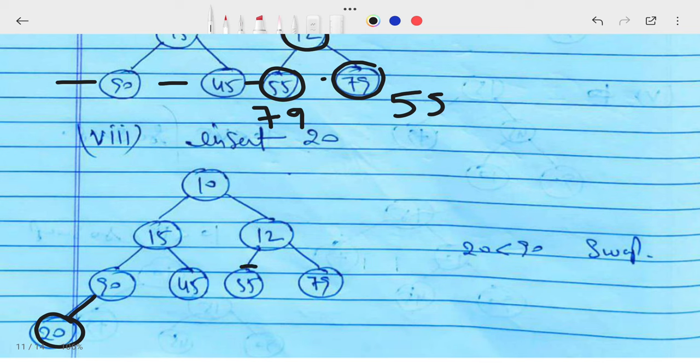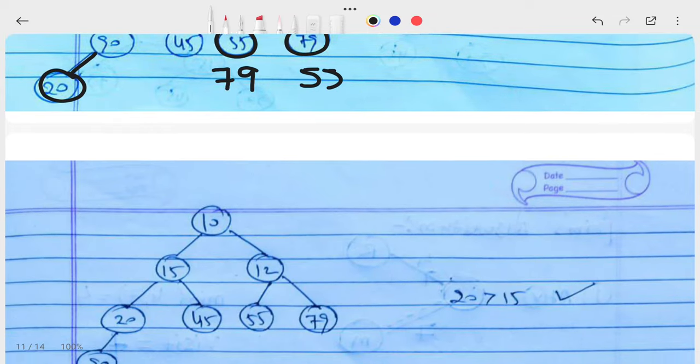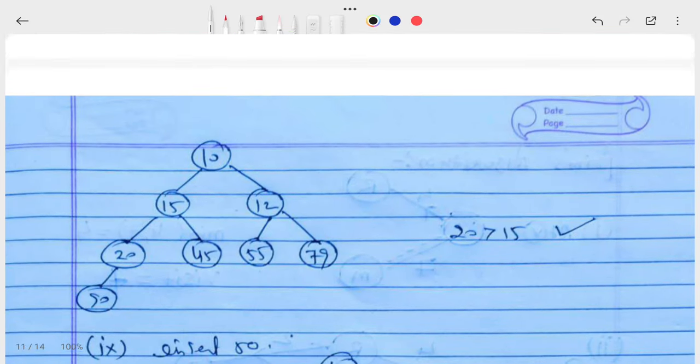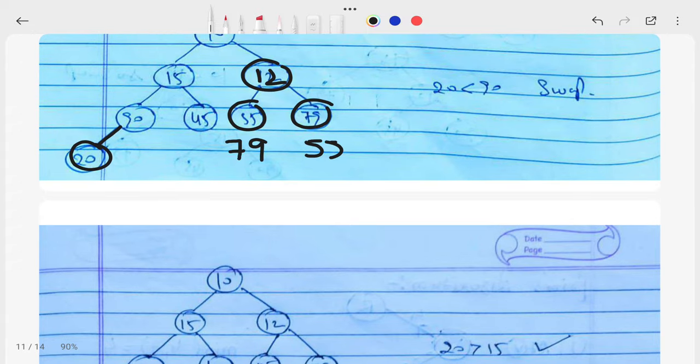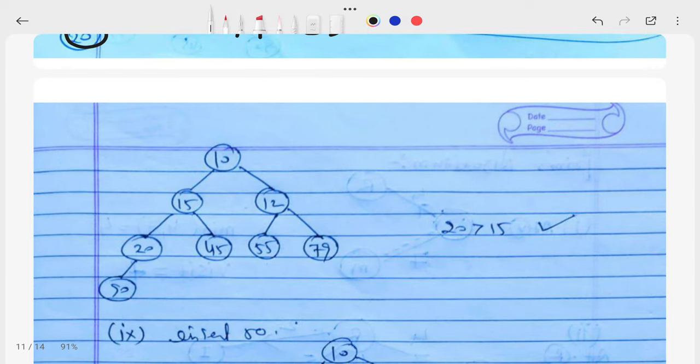So again this mistake, again my request, please improve it in the PDF file. The correct answer is equal to 55 and this is the 12. Okay, now 20 is here. So 20 is smaller, no problem. 20 is smaller. So what is the meaning of this? Both will swap. So 20 will come here and 90 will come here. No problem. So now father is smaller. 15 is smaller than 20. No problem. Okay, this is correct.